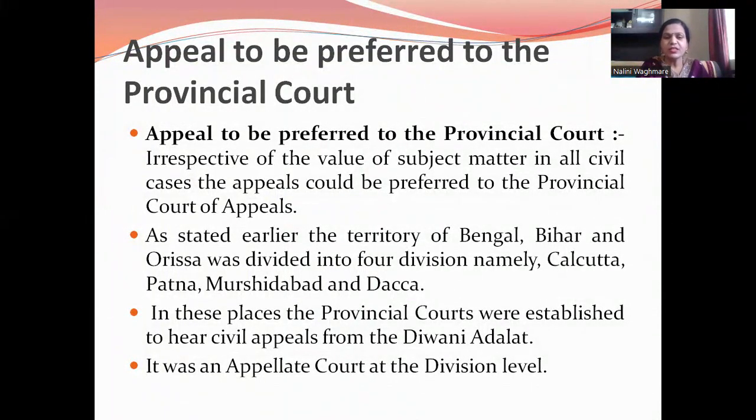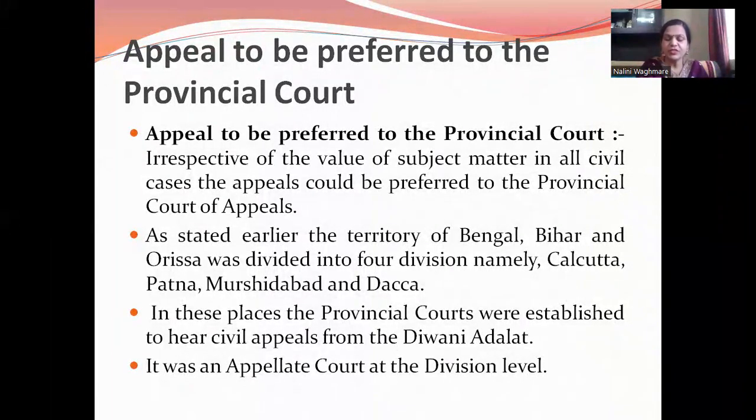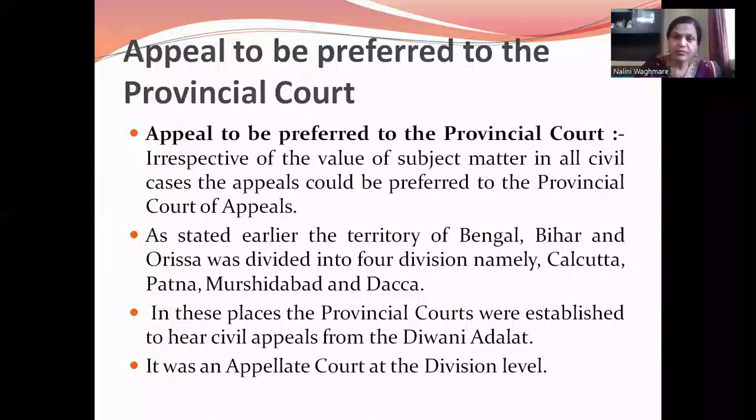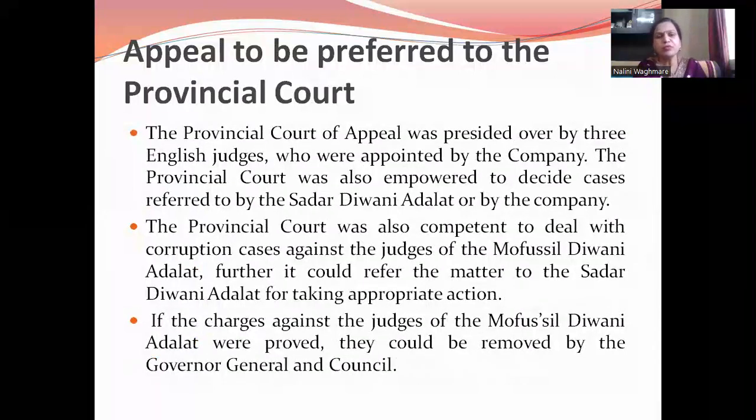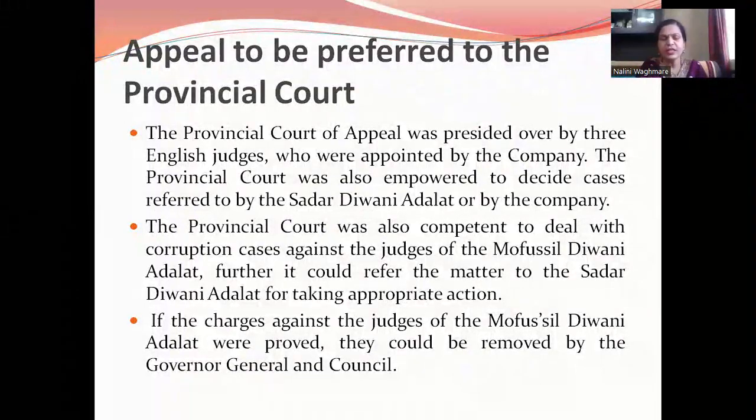In these places, the provincial courts were established to hear civil appeals from the Diwani Adalat. It was an appellate court at the division level. Then the provincial court of appeal was presided over by 3 English judges who were appointed by the company. The provincial court was also empowered to decide cases referred to by the Sadar Diwani Adalat or the company.